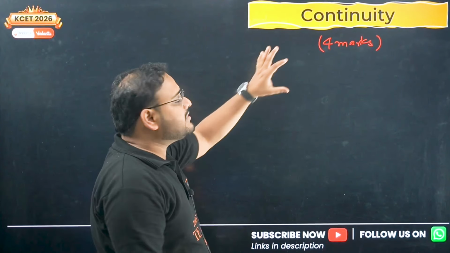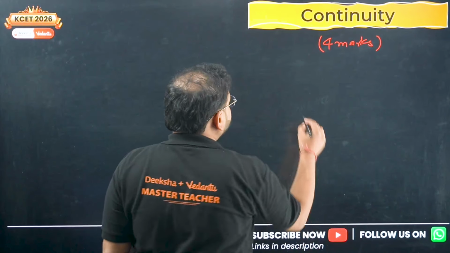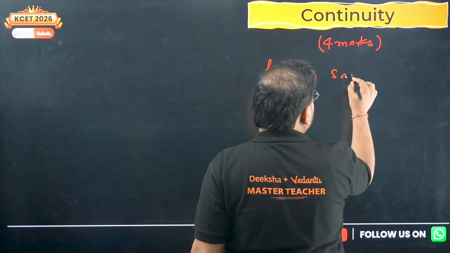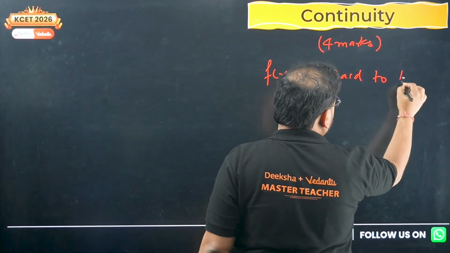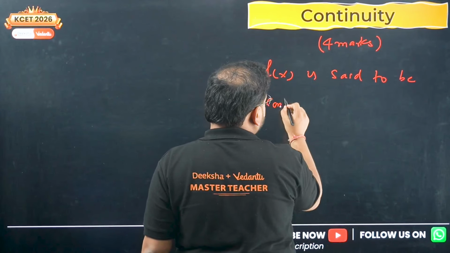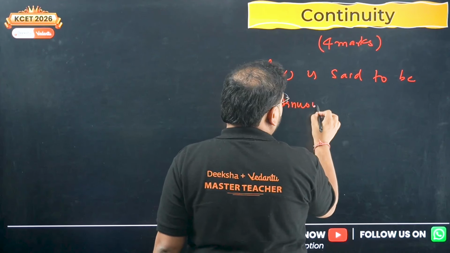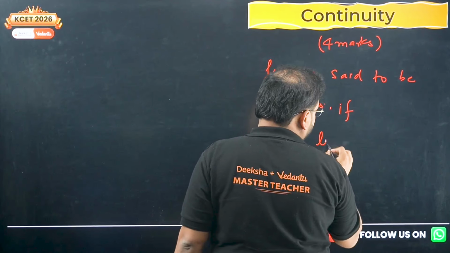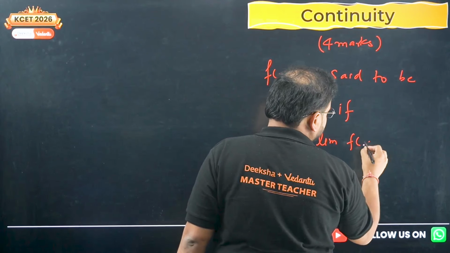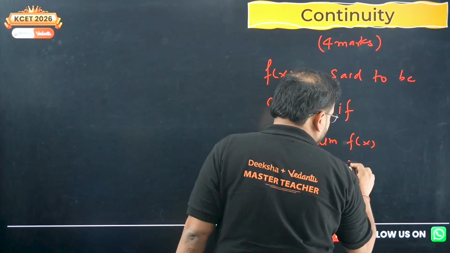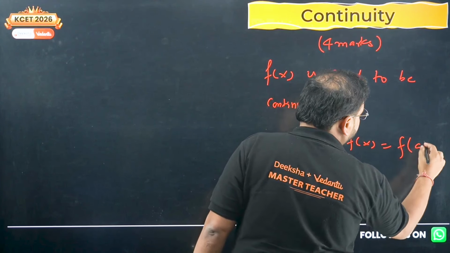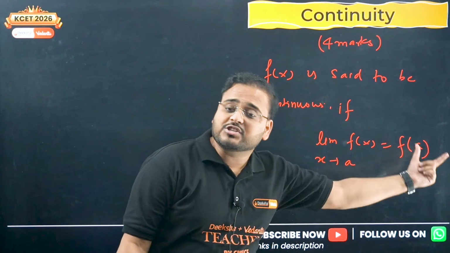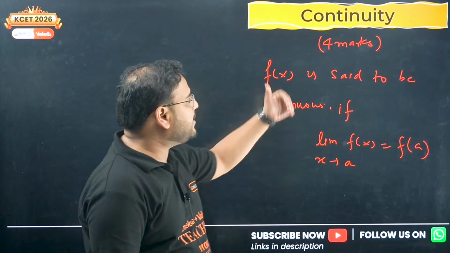Yes. So when can we say a given function is continuous? Okay, so f(x), a given function, is said to be continuous if the limit of the function f(x) as x tends to a is equal to f(a). If the limit of the function at the point a is equal to the function value at a, then you call the given function continuous.